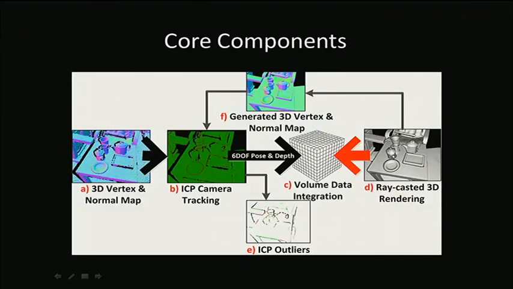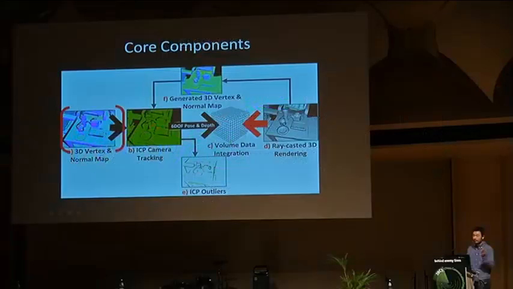So these are the core components of KinectFusion. When we get depth data from the Kinect camera, we first project these depth points into 3D space. So these depth measurements become 3D point clouds in our system. And then we also calculate the surface orientation and store them in a normal map.